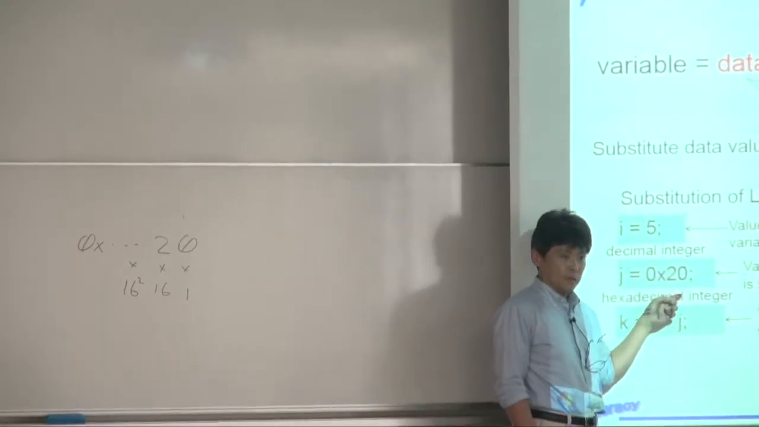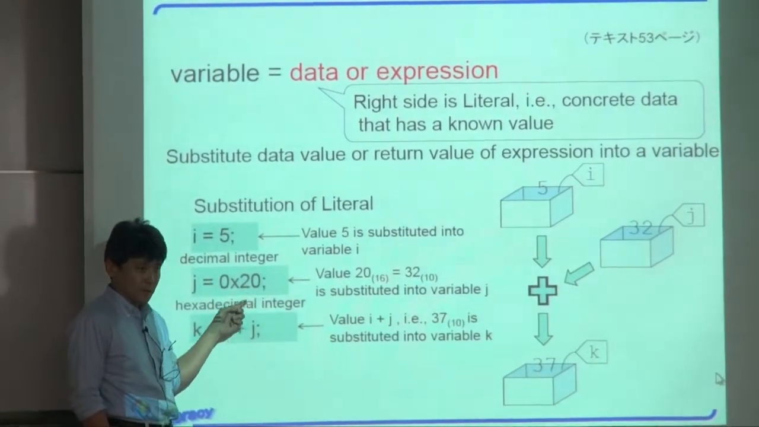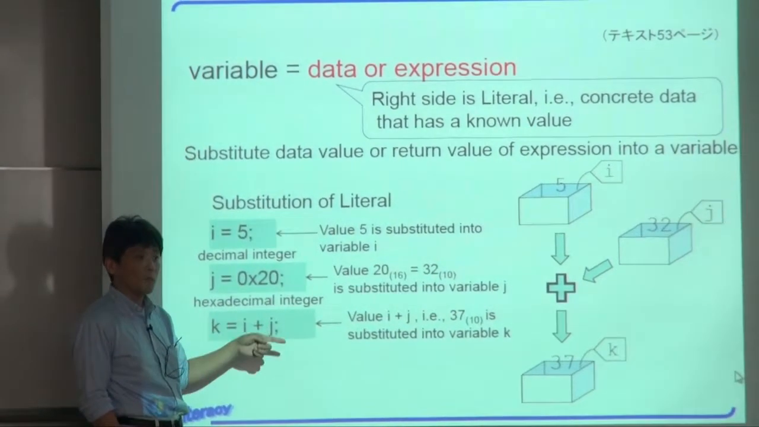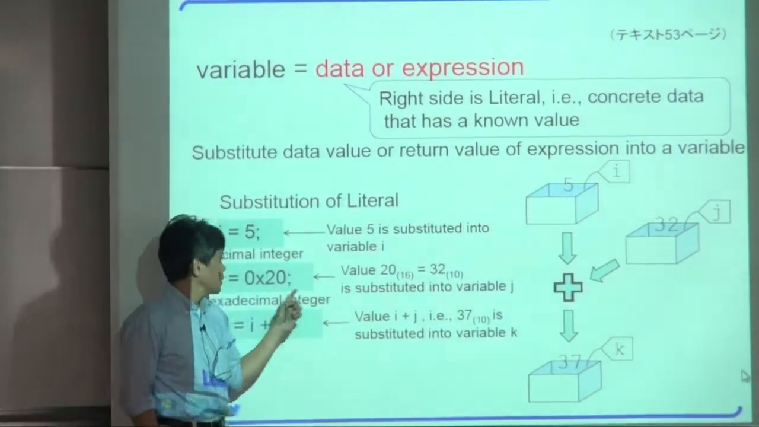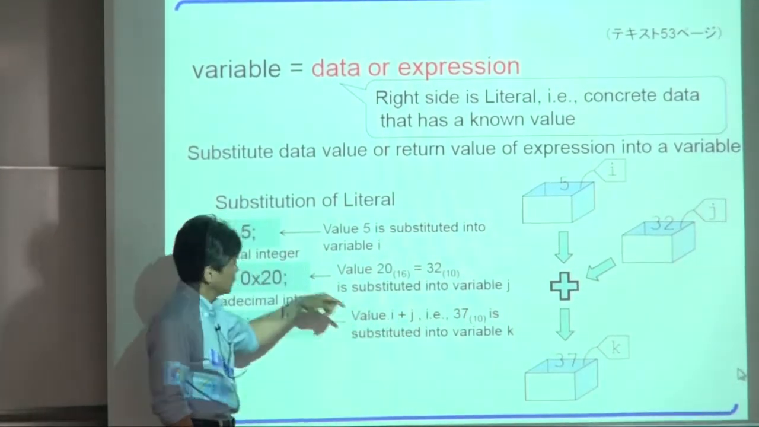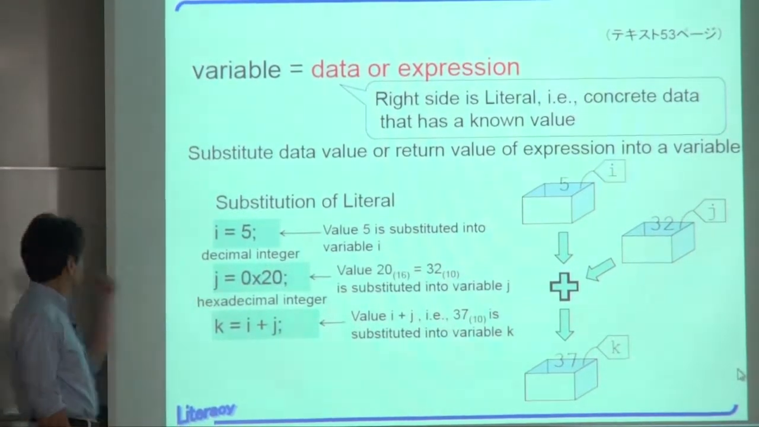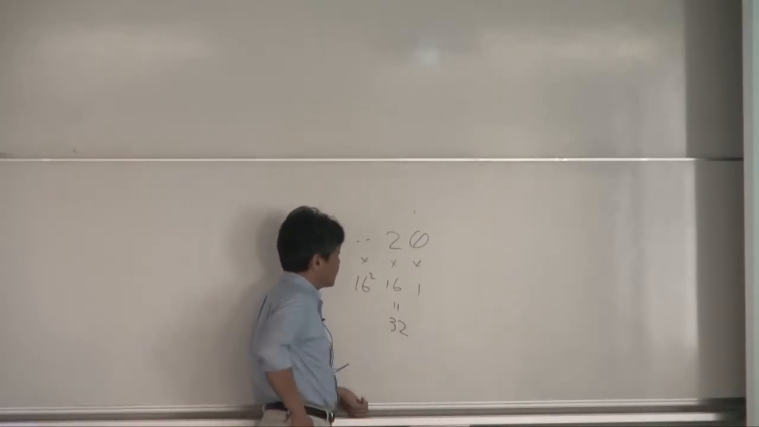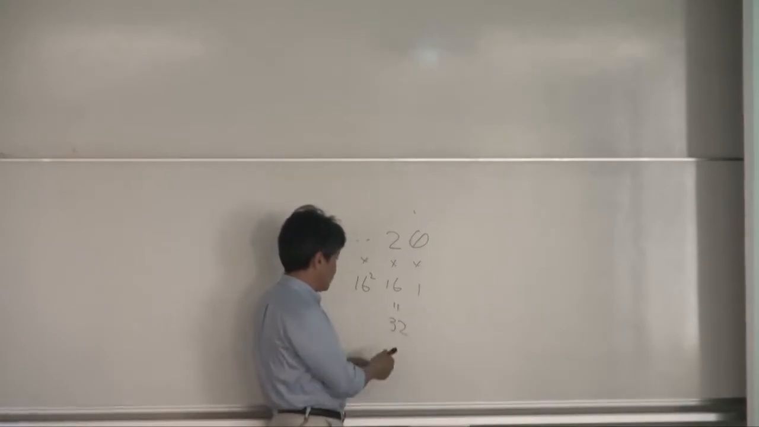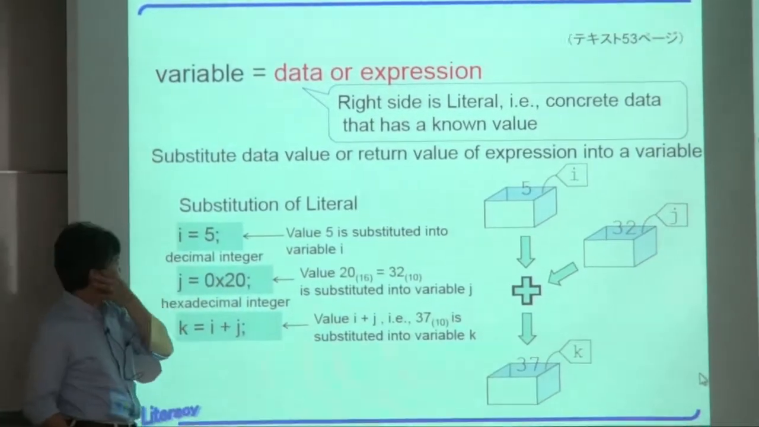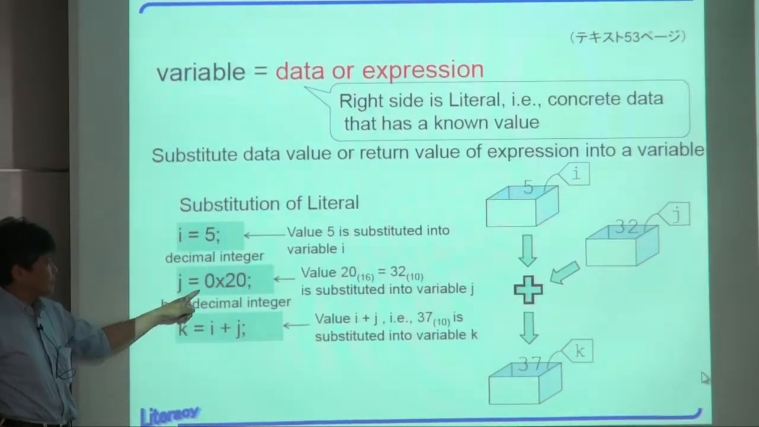So if you put 0x in front of any number, in this case 20, this number is treated as a hexadecimal number, like this. The actual number has 32 as a decimal number. Because 2 is in this place, which becomes 32, and the first place is 0. So it's 0. Totally 32 as a decimal number. So in this case, variable j has the decimal number 32.